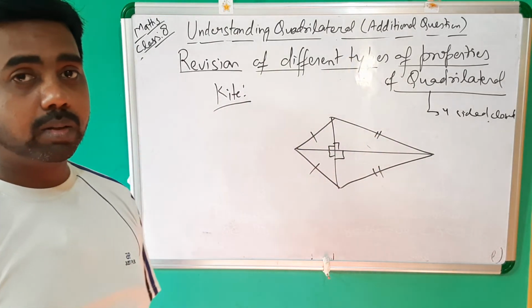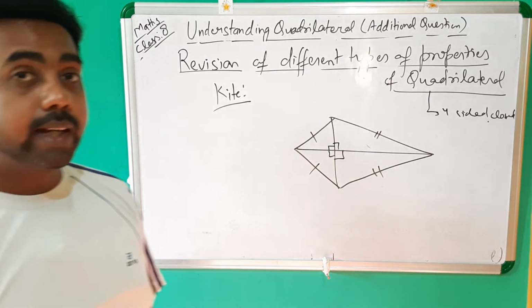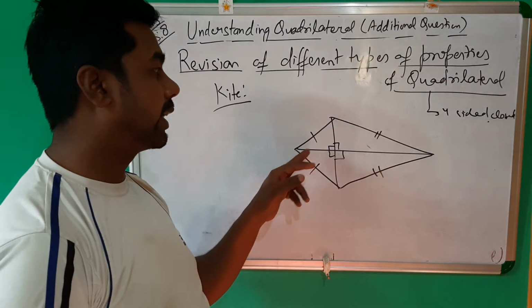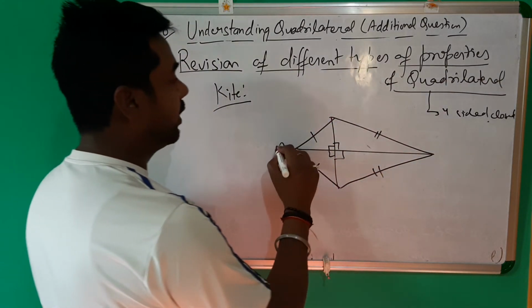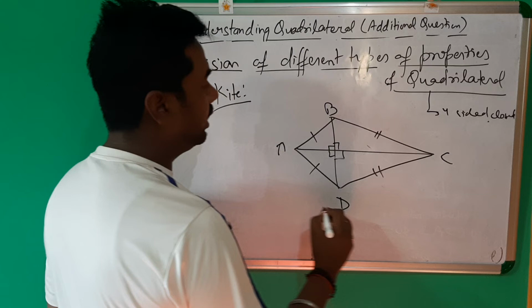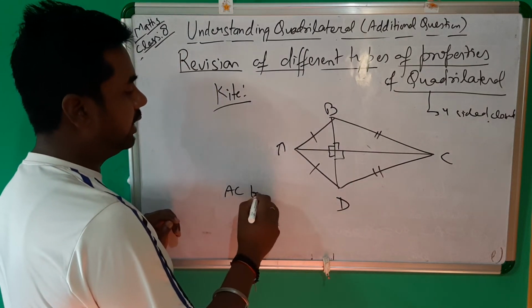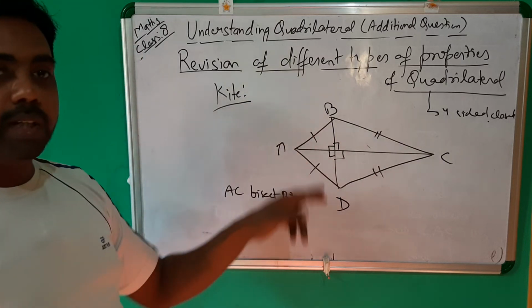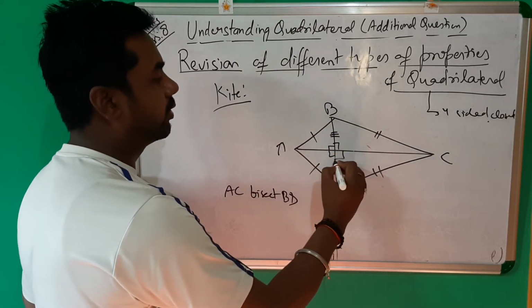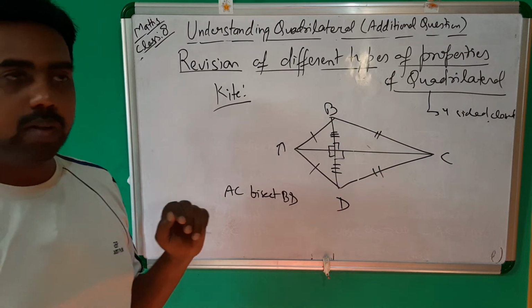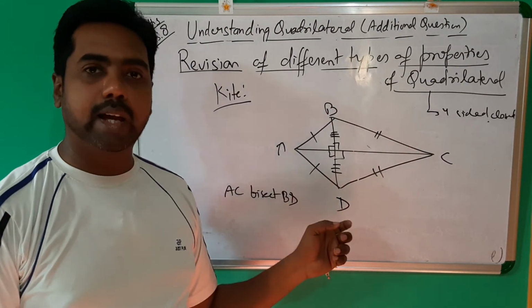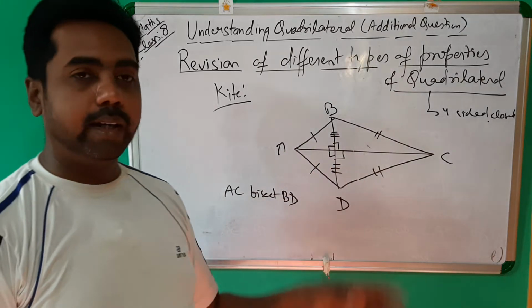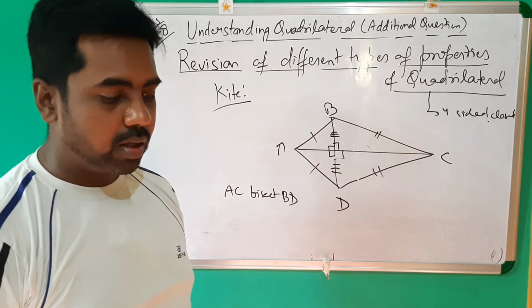Diagonals are such that one of the diagonals bisects the other. Like this diagonal will bisect this one. If I name it A, B, C, D, we'll say AC bisects BD. BD is bisected, it means this part of the line is equal to this part. So AC will bisect the other diagonal. So it is called the diagonal of a kite bisects the other.